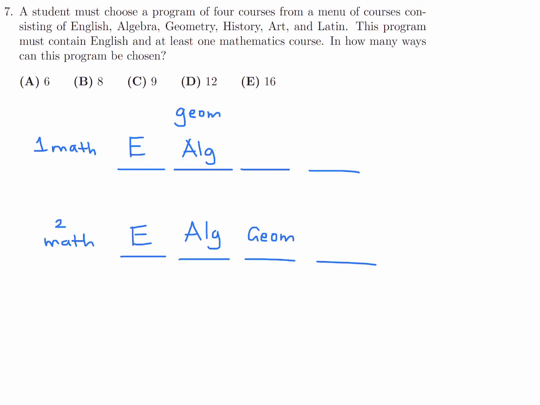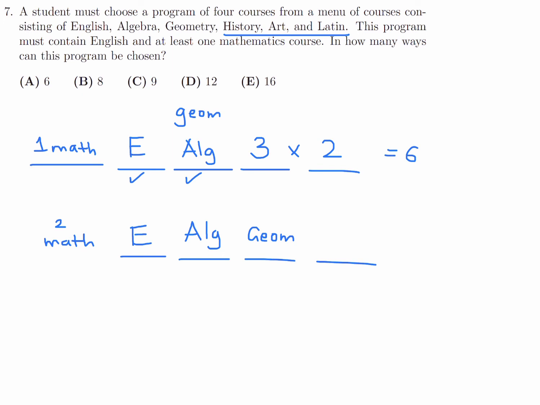Now let's look at the first one. If I choose only 1 math course, this has been chosen. 1 math course has been chosen. And I'm going to choose the next 2 from the remaining courses, which are history, art, and Latin. So that means that this guy here, I've got 3 possible choices, either history, art, and Latin. And the last one, I've got the 2 remaining courses to choose from. So 3 times 2 is 6. So that's going to take care of the first scenario where there's only 1 math course.